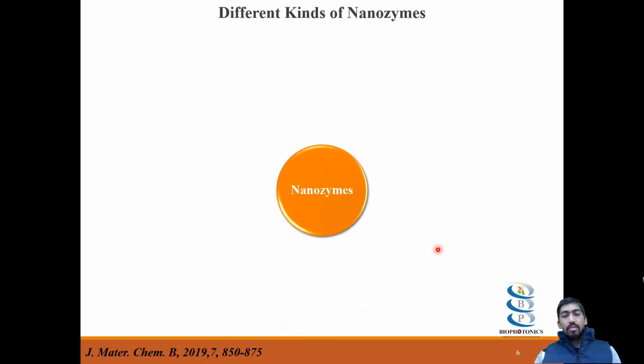So far, how many kinds of nanoenzymes have been synthesized? Basically, from a broader perspective, there are four categories.